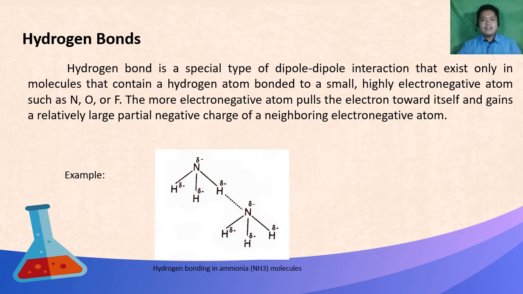Hydrogen bonds. A hydrogen bond is a special type of dipole to dipole interaction that exists only in molecules that contain a hydrogen atom bonded to a small, highly electronegative atom such as nitrogen, oxygen, or fluorine, meaning that if an atom is more electronegative, it attracts the electron to it and has a relatively partial negative charge compared to the neighboring atom, such as in the example of NH3 or ammonia below.